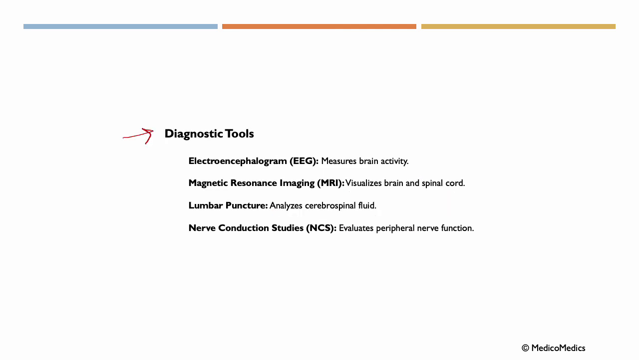Now, just briefly, some diagnostic tools. So we can do an EEG to measure the brain activity. We can do an MRI, a magnetic resonance imaging, to visualize the brain and the spinal cord. We can do a lumbar puncture to analyze cerebrospinal fluid, or CSF. We do nerve conduction studies to evaluate peripheral nerve function.